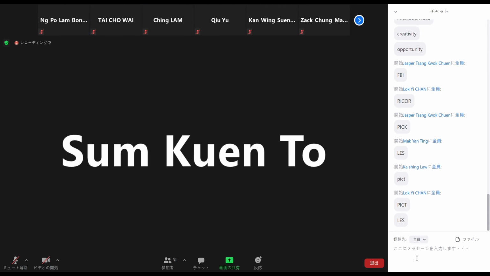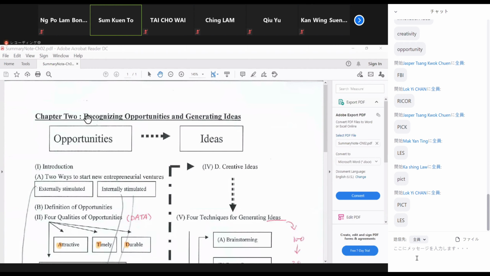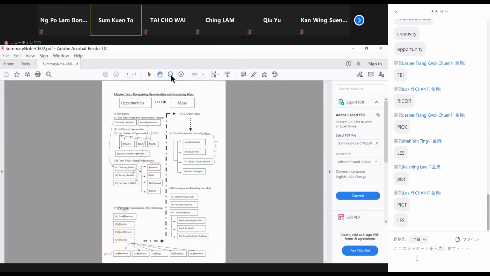Let me try to also show you the pre-lecture concept, which is in the summary notes. This is the one. Let me get the file first. Summary note right here. Yes. Okay. So you can see there are two parts, two headings: recognizing opportunity and also generating idea. Let me reduce the scale. Okay, so you can see from one single A4 page, it helps you to understand the concept better.